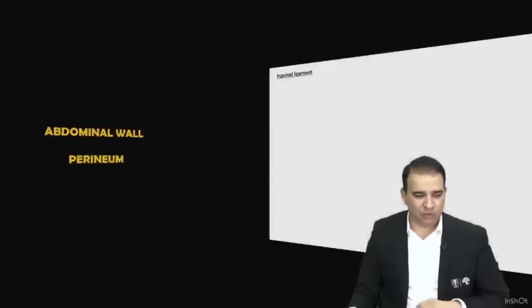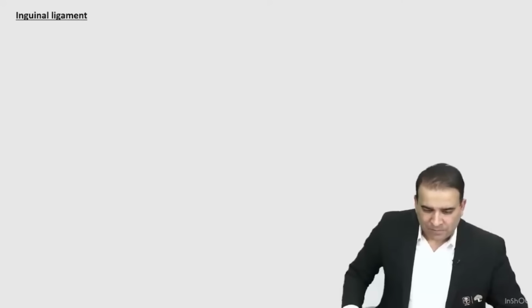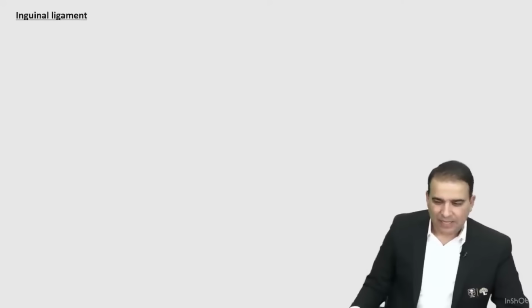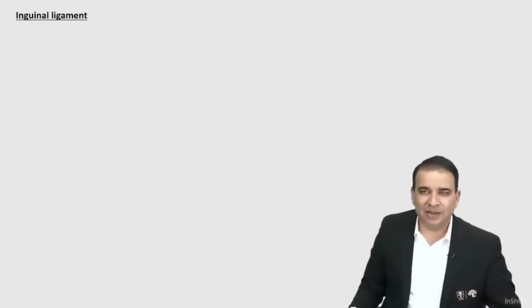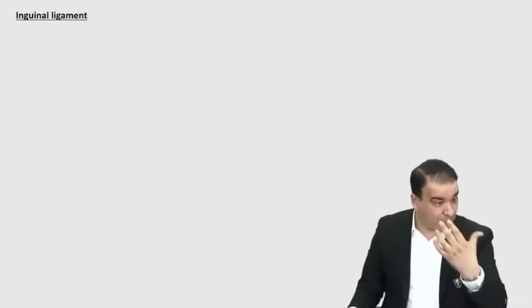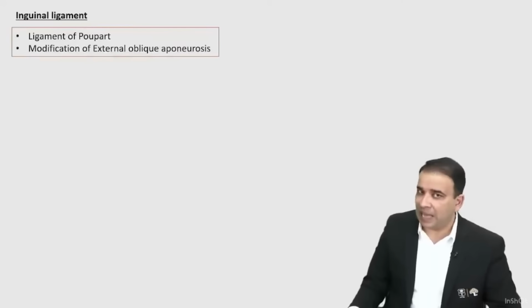Okay, get back to the topic. Inguinal ligament, guys. There are some questions which I have seen in the previous year exam about the inguinal ligament. Now, inguinal ligament, which is also called Poupart's ligament, is a modification of external oblique aponeurosis.